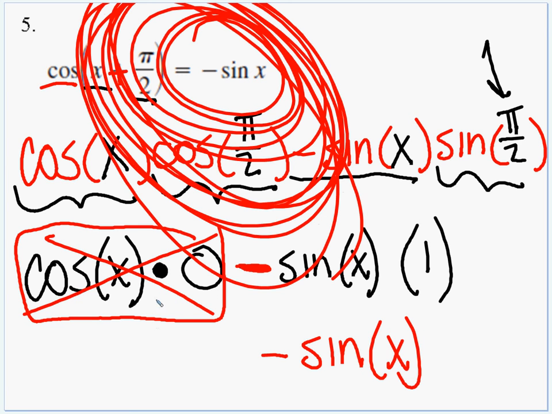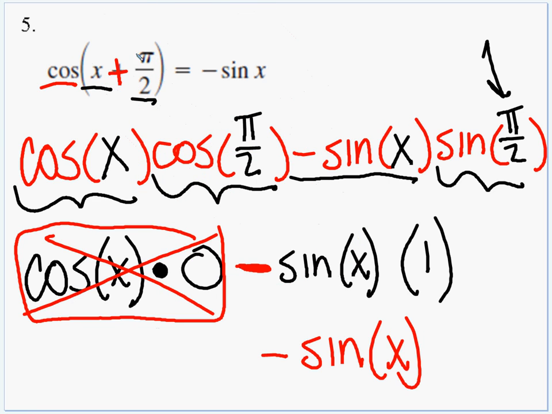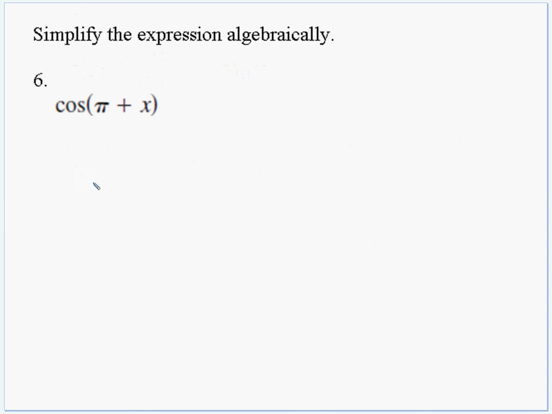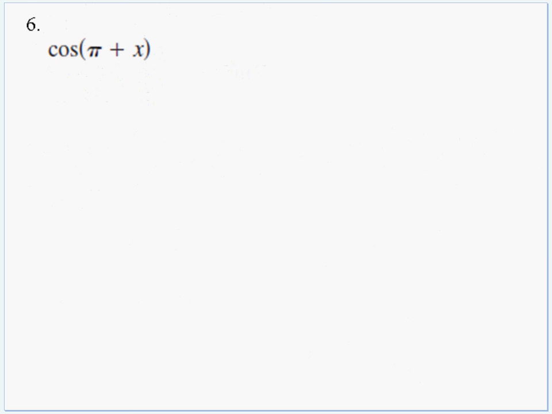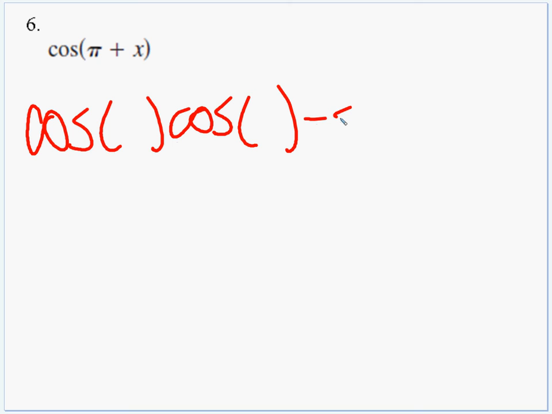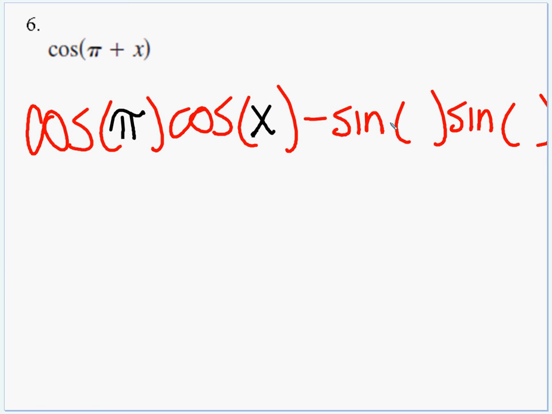Now the last one is very similar to this, but we don't know the finish line. We're just going to simplify. Simplify the expression algebraically. Let's see here. So, it's the same pattern, cos of a sum. So that's going to be cos cos minus sine sine. And the angles fall in. We've got a pi first, x, and then another pi, and another x.